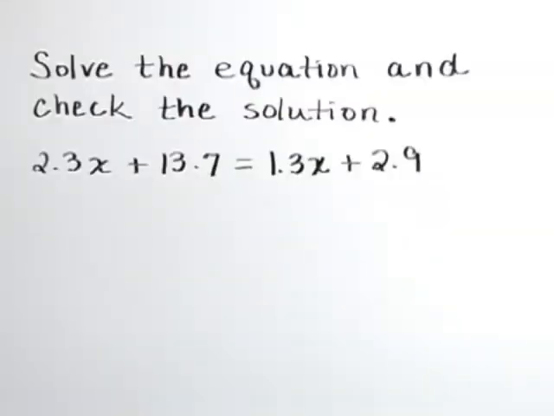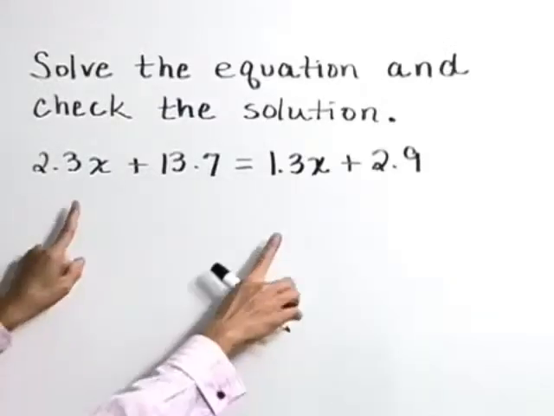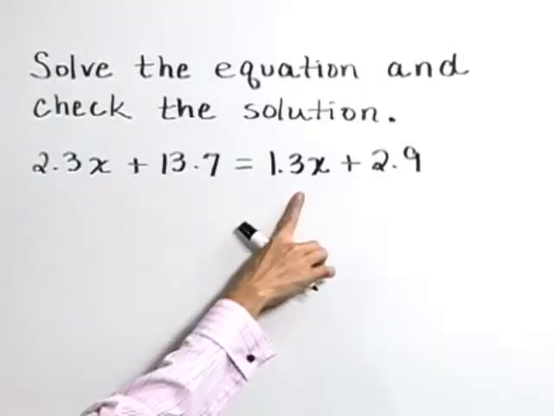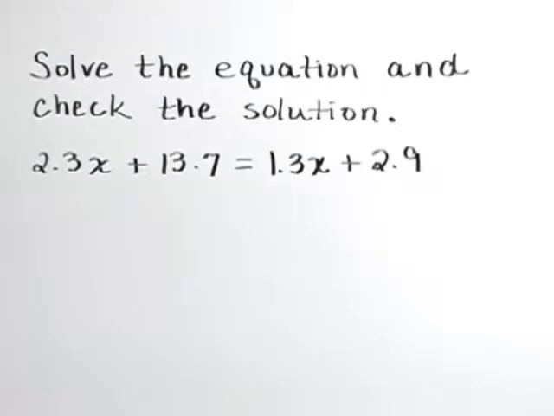Solve the equation and check the solution. 2.3x plus 13.7 is equal to 1.3x plus 2.9. Notice we have an x term on both sides. Let's get those terms together by subtracting 1.3x from both sides.